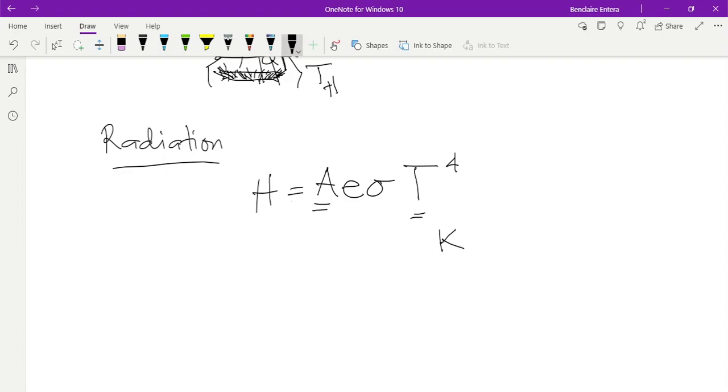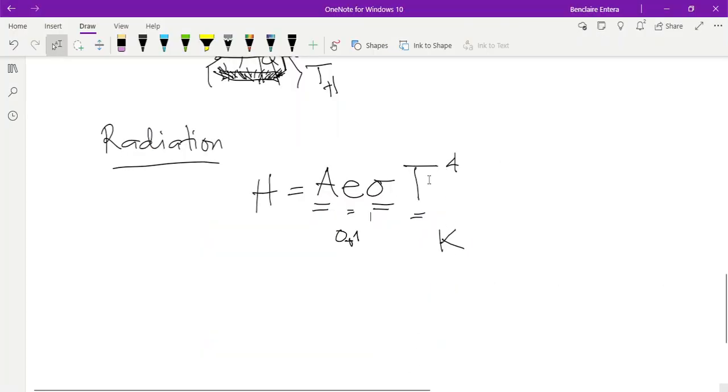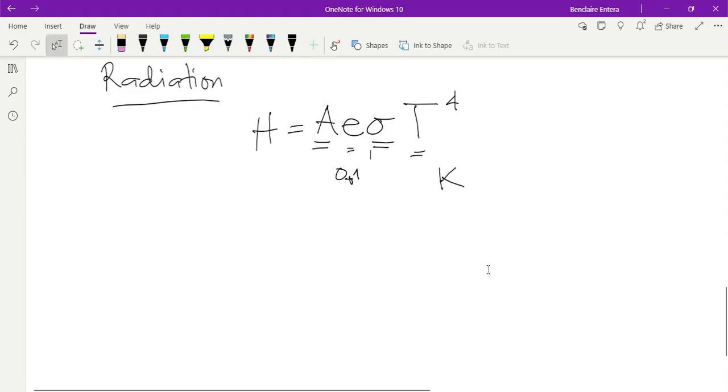This A here, again, is the cross-sectional area or the surface area. E is emissivity, between 0 and 1. That will be given in the problem. And then this is a constant, the Stefan-Boltzmann constant, 5.67 times 10 to the minus, 11? No, 10 to the minus 8. Okay, it is the Stefan-Boltzmann constant. So what should we remember here? The temperature should be in Kelvin.